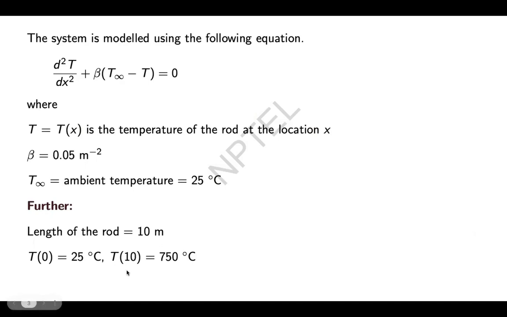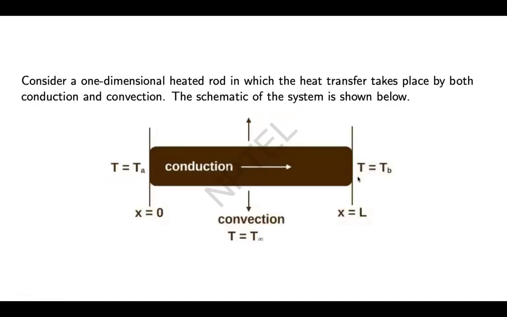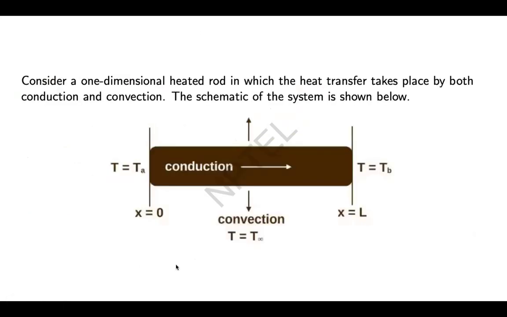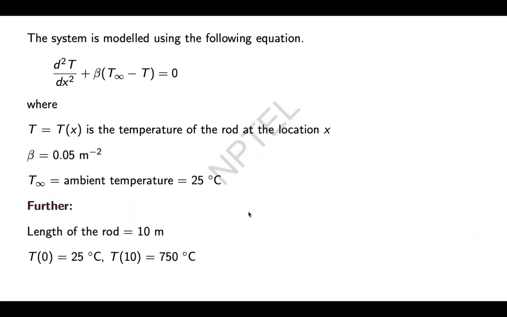And what is the temperature? What is TA and TB? This is TA and TB. So here at x is equal to 0, your temperature, which is TA, is equal to 25 degrees Celsius. And at the other end of the road where TB is, that is, x is equal to L, we have the temperature equal to 750 degrees Celsius. So this is 25 degrees Celsius, that is 750 degrees Celsius, and the ambient temperature is also 25 degrees Celsius. So this is the information that is given to us. Using this information, we should be able to solve this ODE equation.